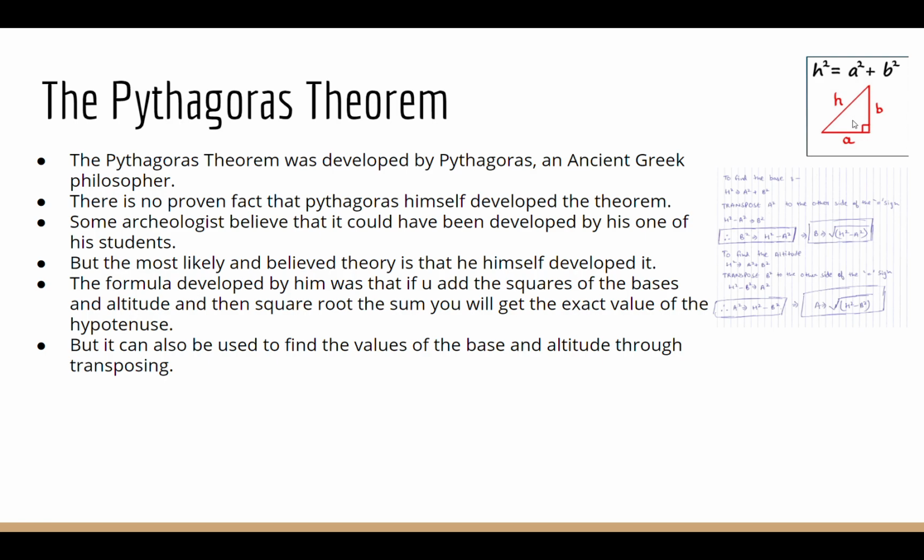The picture on my top right hand side is the Pythagoras theorem. It is h square is equal to a square plus b square, where a is the base and b is the altitude. The picture below it shows the procedure to find the base and the altitude through transposing. Please pause the video for at least 5 seconds and understand the procedure before continuing.